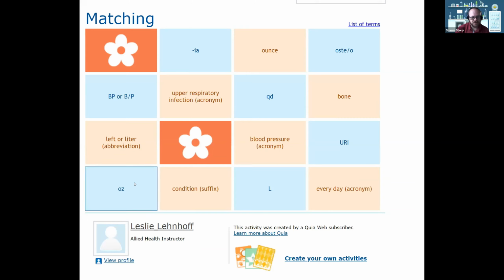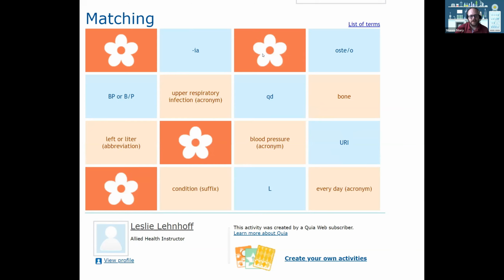You said ounce and OZ. And OZ. Very good. And this here, what are we measuring with an ounce? What is an ounce? An OZ. What are we measuring, the liquid? I mean, ounce.